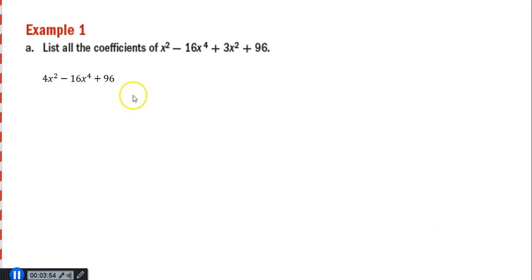This is a polynomial. We have non-negative integer exponents, and then we have some coefficients that go along with it, which we're going to list in just a moment.